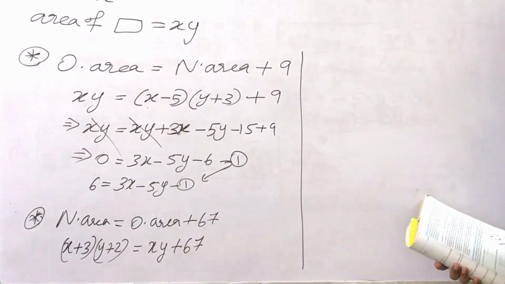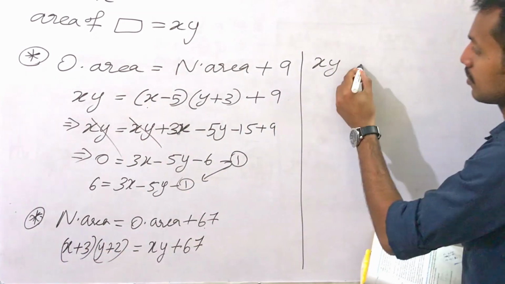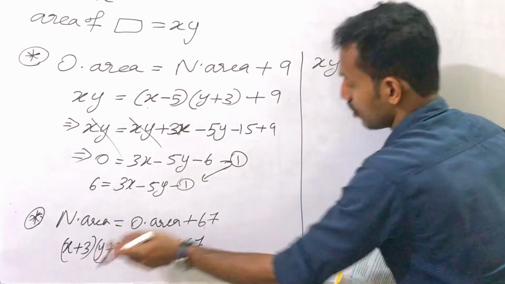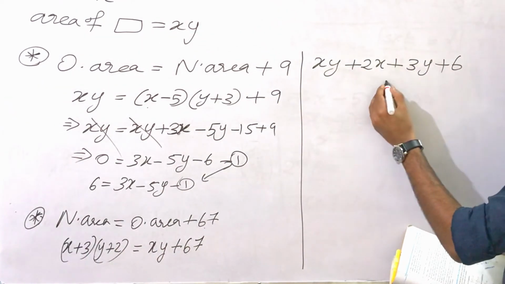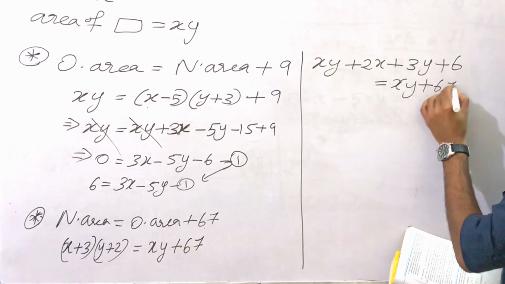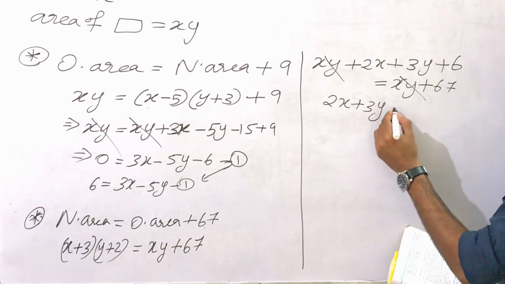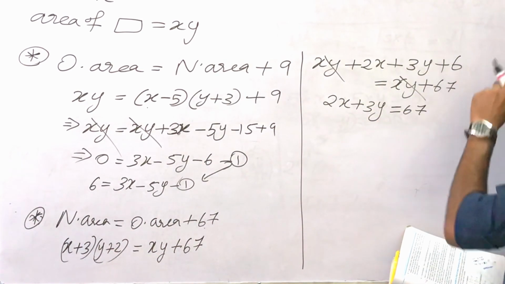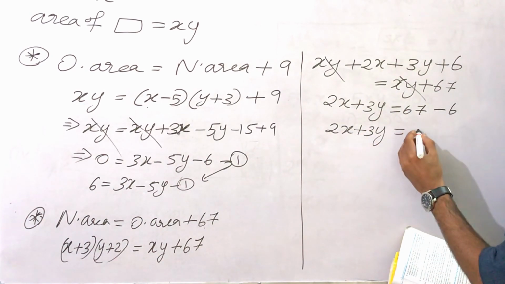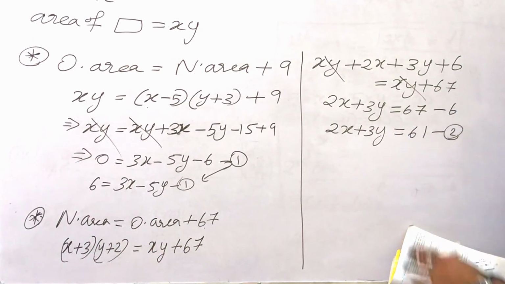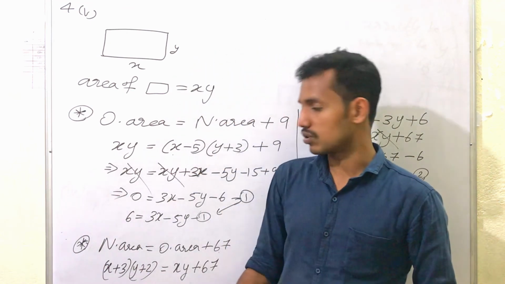Now distributing: xy plus 2x plus 3y plus 6 is equal to xy plus 67. xy cancelled. 2x plus 3y plus 6 is equal to 67. This plus 6 taken to the right side will be minus 6. So you will get 2x plus 3y is equal to 61. Equation number 2. So there are 2 equations we have got. Clear? Solve it by any suitable method.